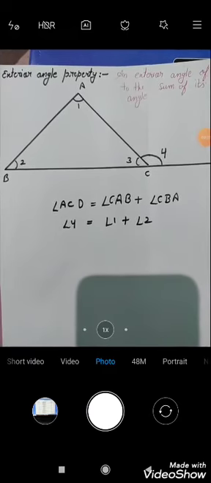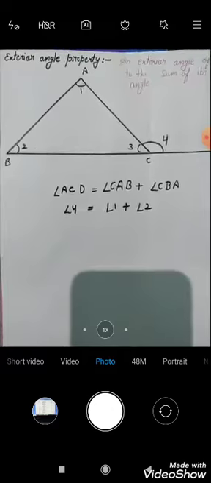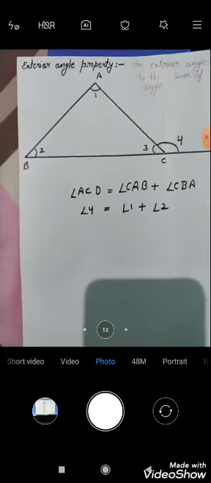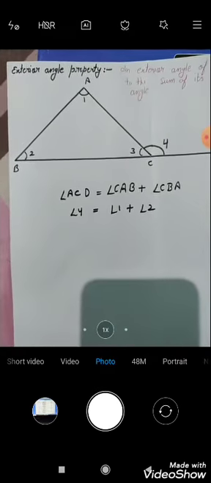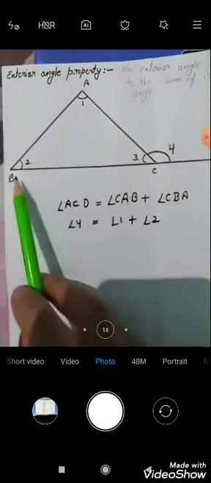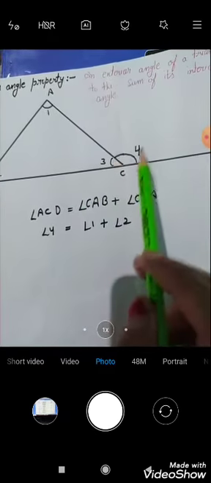Before starting this activity, we first have to know about the exterior angle and the interior angle of a triangle. Angles formed in the interior of a triangle are known as interior angles, and an angle formed in the exterior part of a triangle is known as an exterior angle. For making an exterior angle, we have to extend one of its sides, and in this way an angle is formed outside of the triangle. We call it the exterior angle of the triangle.